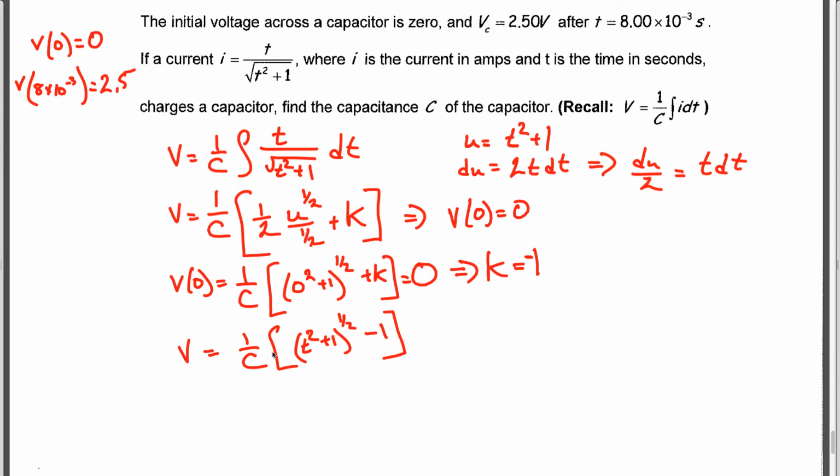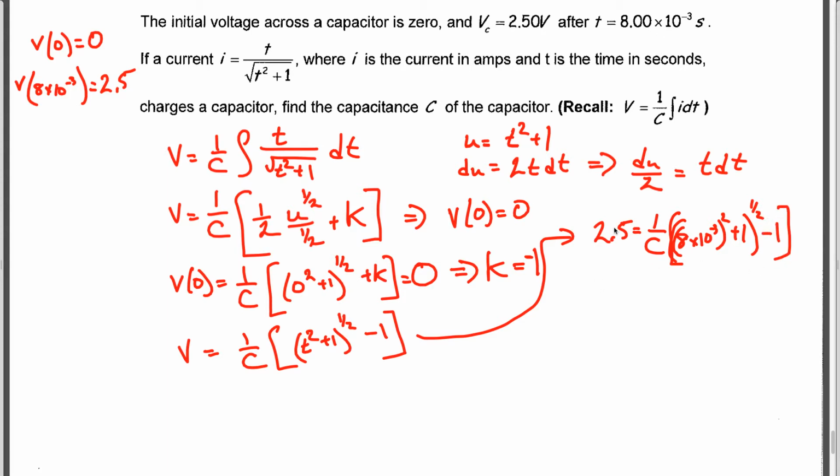So there's our equation for voltage, but we need to find the capacitance here. Well, we have a second piece of information. We know that if we put 8 times 10 to the minus 3 in for t, we get 2.5. So we're going to go ahead now and use that, and we'll try to squeeze it in the side here. So we know that we're going to get 2.5 if we say 1 over c multiplied by 8 times 10 to the minus 3 squared plus 1, all to the power of a half, minus 1.